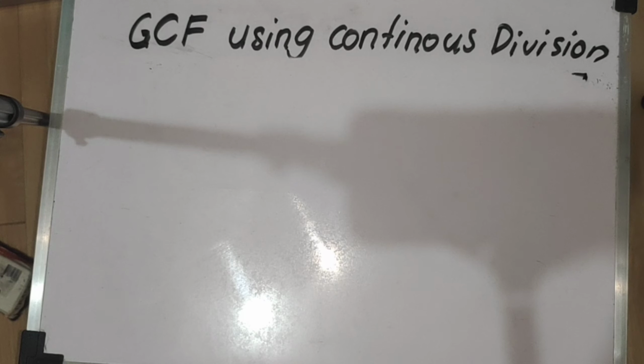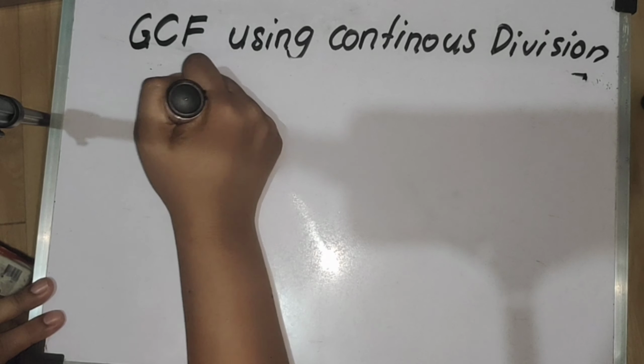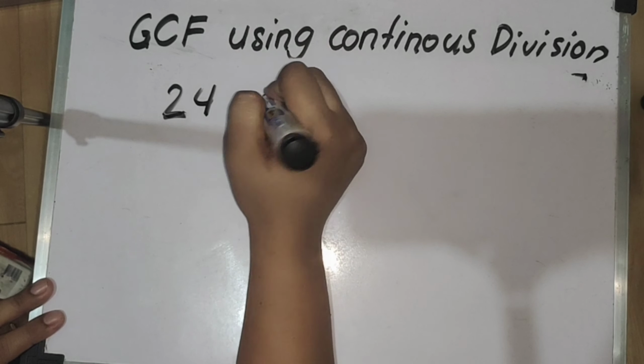Okay, ang gagawin natin ngayon is how to get the greatest common factor of 2 numbers and 3 numbers using continuous division. Let us start first with the greatest common factor or GCF of 2 numbers using continuous division. For example, we have 24 and 72.